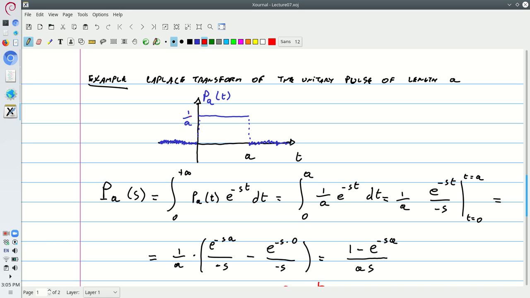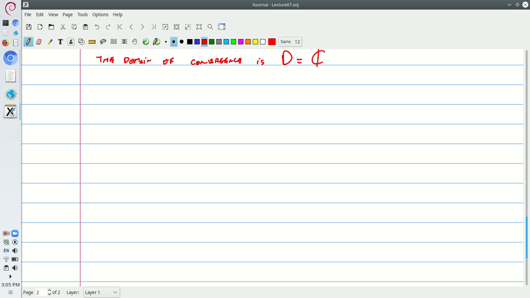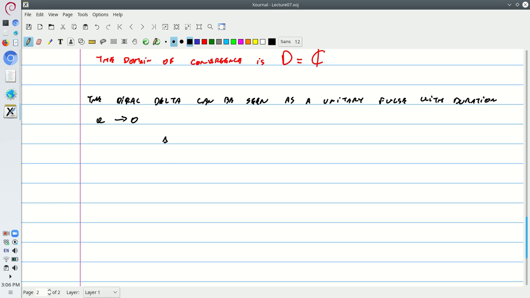But that's not a function. We cannot define a function that is infinity for t equal to 0 and 0 everywhere else. That makes no sense. But in the limit, we define an entity like this as Dirac delta. The Dirac delta can be seen as a unitary pulse with duration a that goes to 0. It's not a function, so I'm not going to write that it's a function. The Dirac delta is actually called a generalized function or a distribution. It's typically represented in this way.